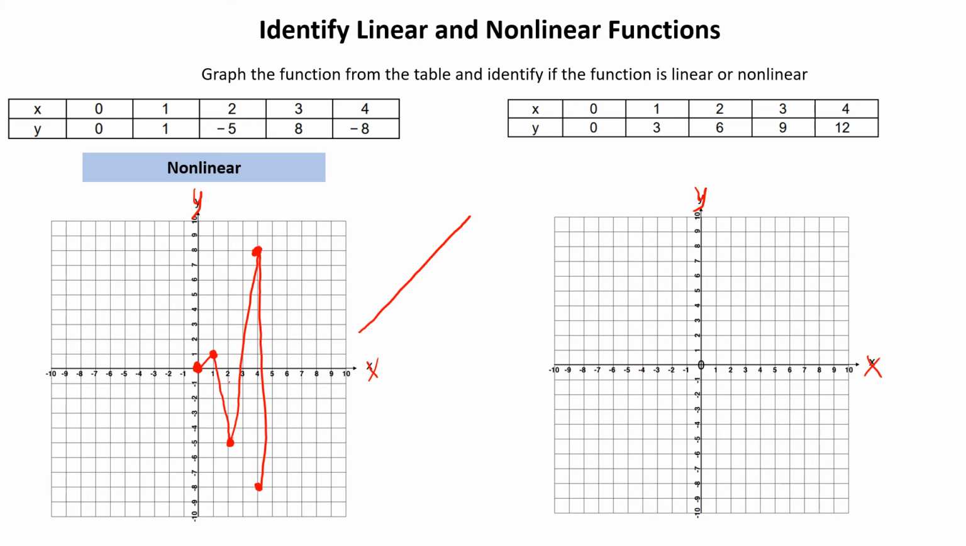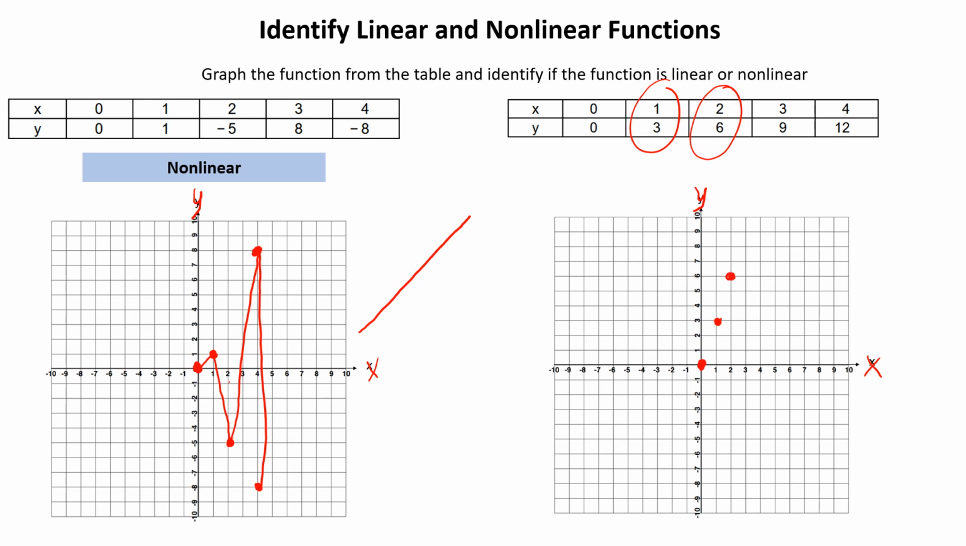If you want, just go ahead and pause the video and see if you can figure out whether or not this is linear or nonlinear, and then come back and see if you got it right. Okay, so I'm going to go ahead and plot these. So we got 0, 0 again. Then we're going to do 1, 3, 1, and then up 3, 2, 6. So we're going to do 2, and then we're going to go up 6.